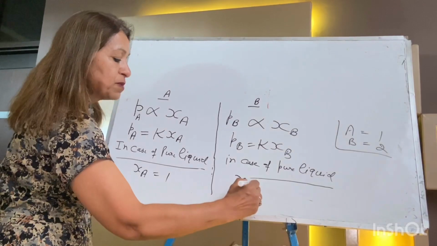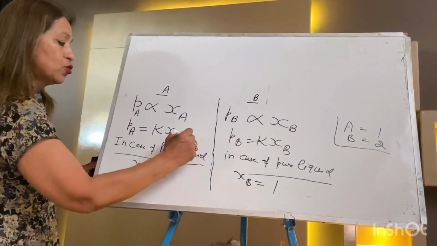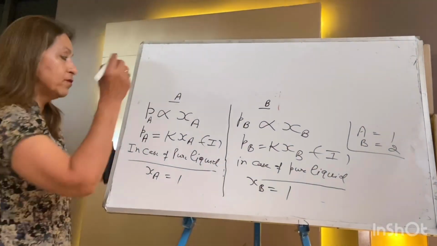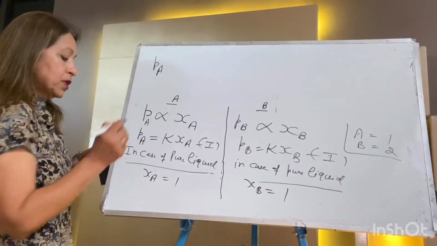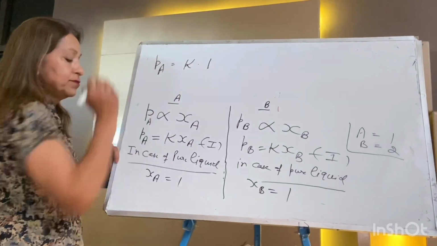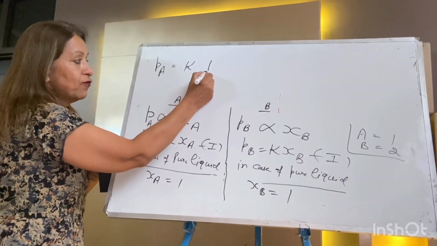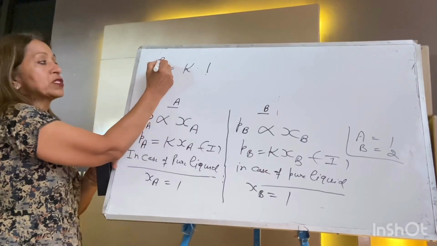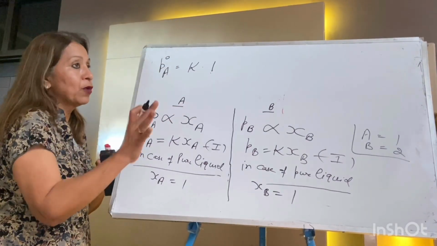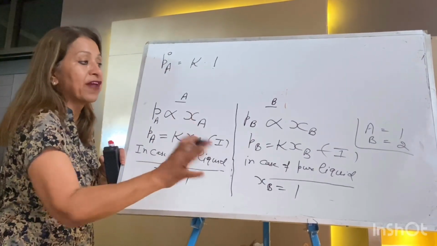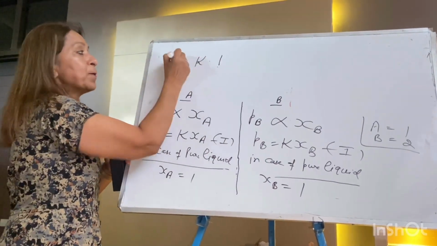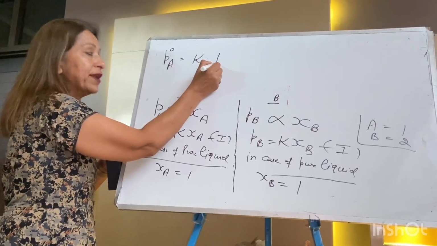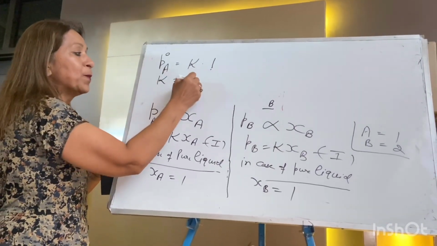And in this case, XB is equal to 1. This is your equation number 1. Put the XA value in equation 1, and this comes PA is equal to K into 1. The moment you write 1, meaning pure liquid, you write naught here. This naught stands for the pure state. Pure means you have only one component, not that you have dissolved the other component yet. When the pure state is there, you write 1 and here you write naught. This comes K is equal to P naught A.